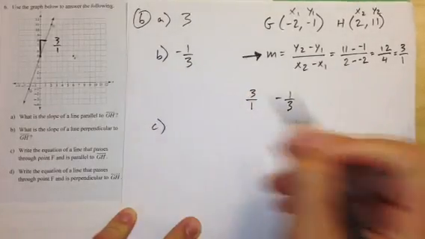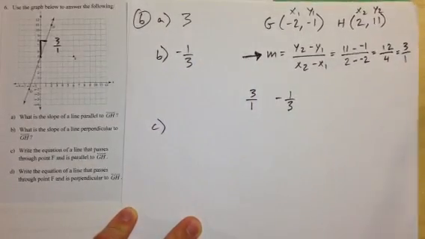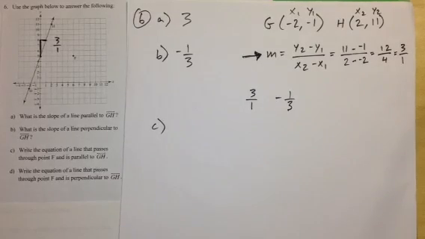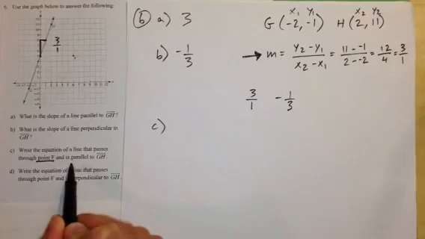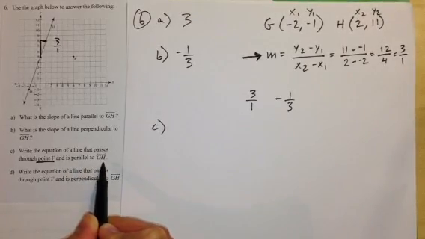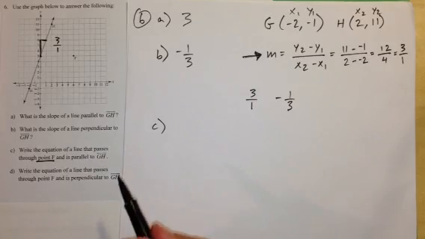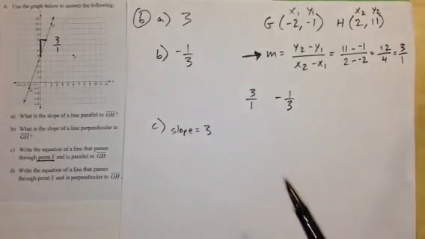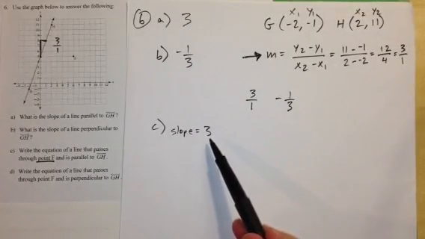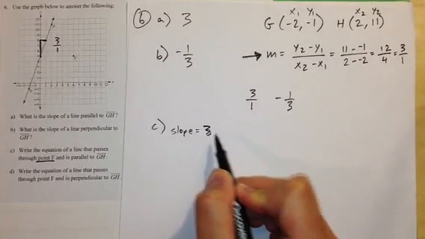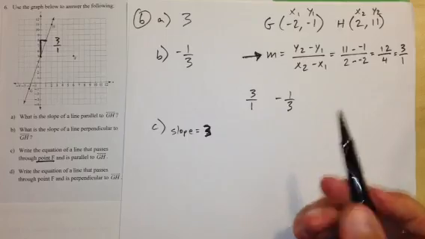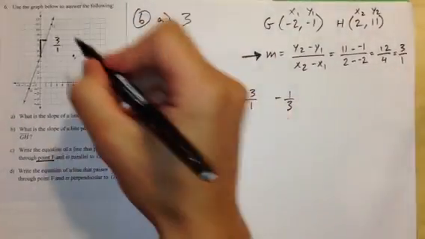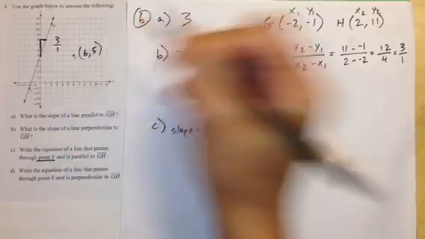Okay, let's take a look at part C. Part C says, write the equation of a line that passes through point F and is parallel to line GH. Okay, so we're going to write an equation of a line that passes through point F and is parallel to GH. Well, if it's parallel to GH, what's the slope of this line going to be? The slope of the line has to be 3, because we know that parallel lines have the same slope. So the slope of this line is going to be 3. Now we know that the point it has to pass through is point F. Now what point is point F right here? Point F, it looks like, is 6, 5.